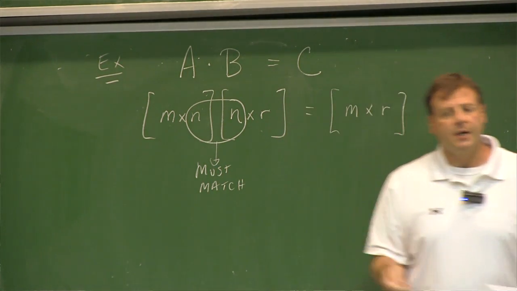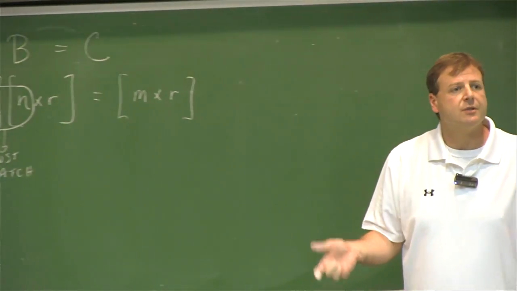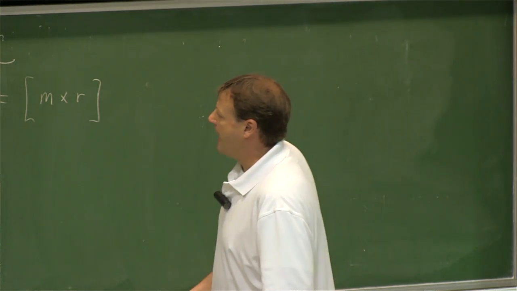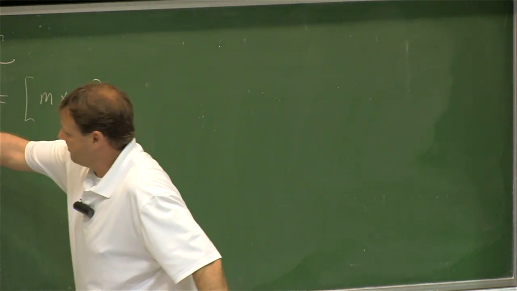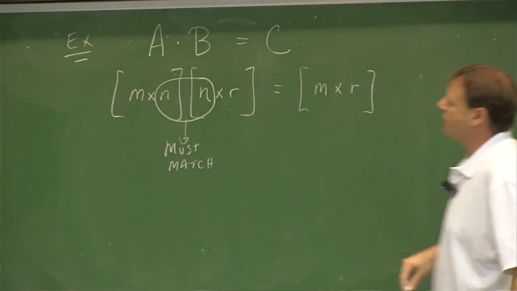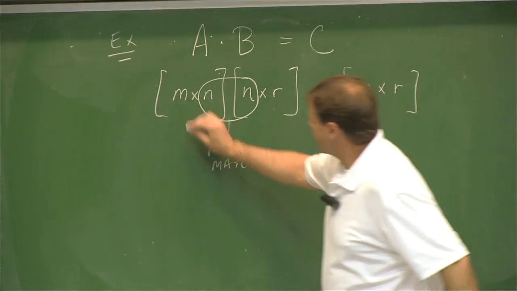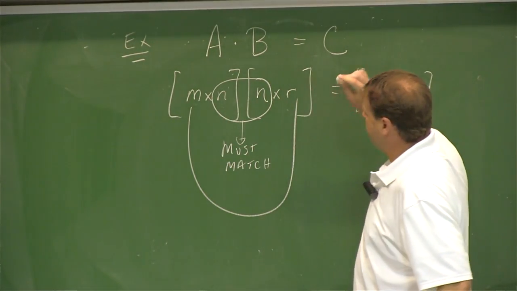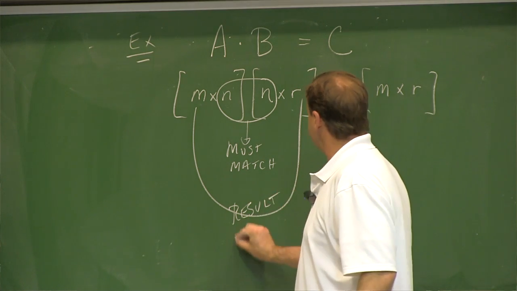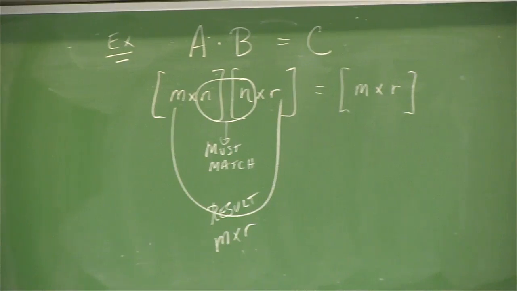So whenever you're starting out, you'll have some ones in the book that ask you to do matrix multiplication and you can't do it, so it's sort of a trick question. But you have to make sure that the inside numbers match. And that represents the number of columns here has to equal the number of rows. Okay, and then the result is an m by r. So the outer numbers give you the resulting matrix.